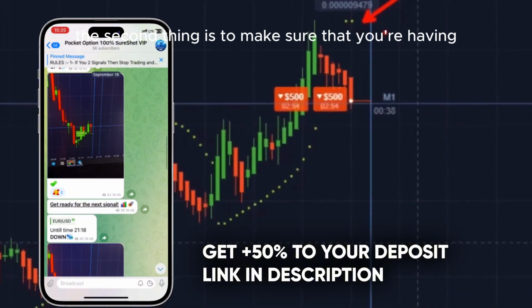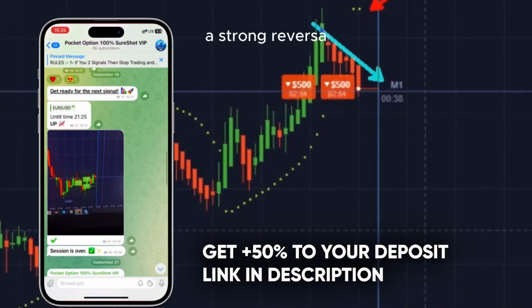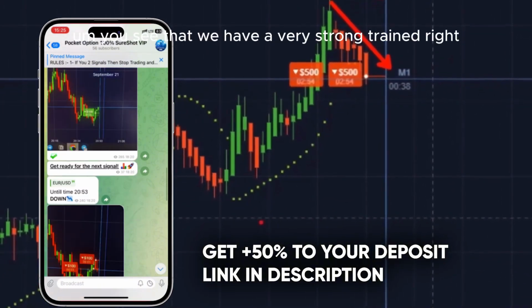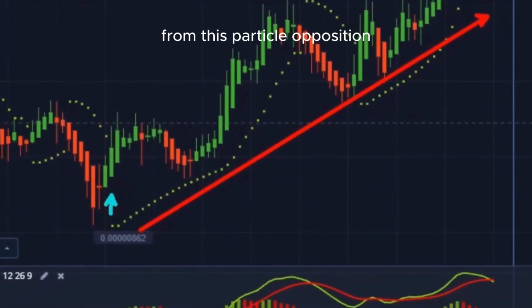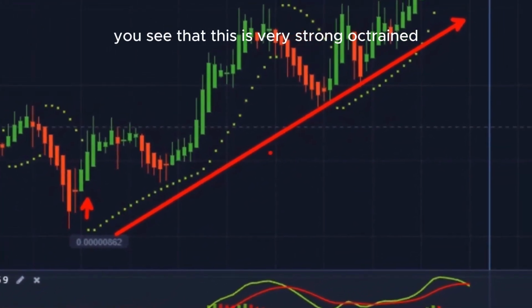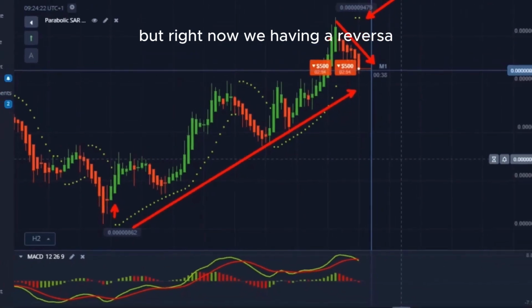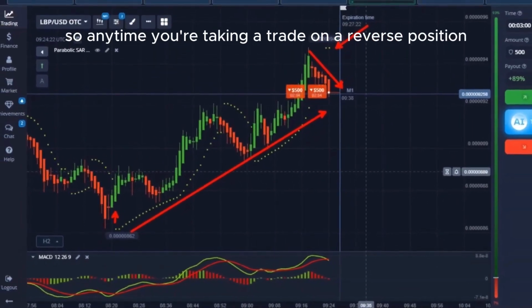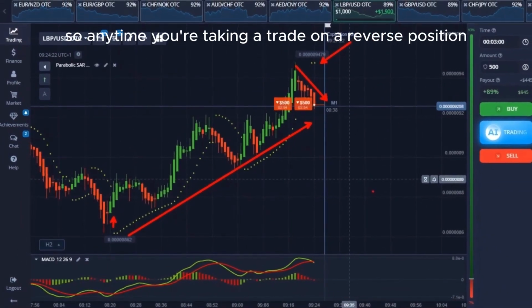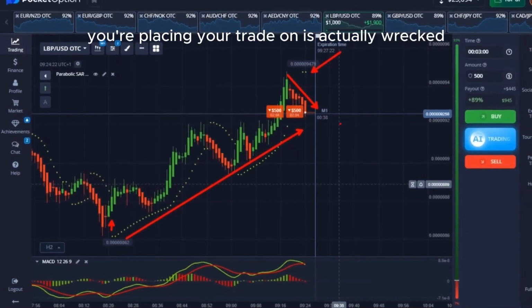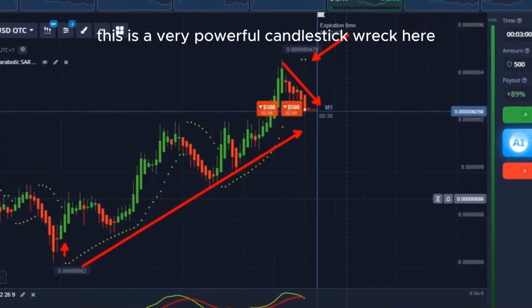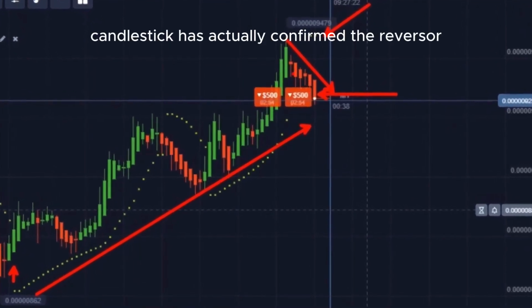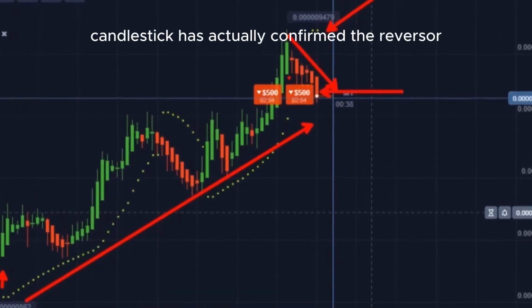The second thing is to make sure that you're having a strong reversal, just like what is happening right here. You see that we have a very strong uptrend from this position, but right now we're having a reversal. So anytime you're taking a trade on a reversal, make sure the trend you're placing your trade on has actually broken through. You see that this is a very powerful candlestick right here, and the last 4 candlesticks have confirmed the reversal. So that's the number one thing.